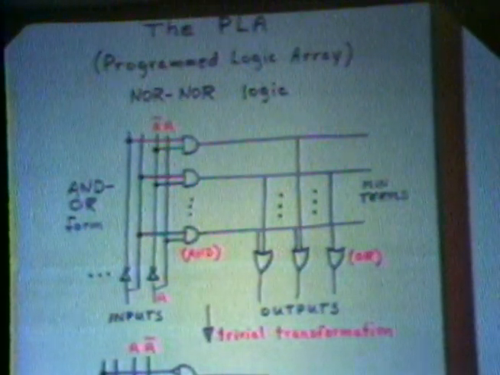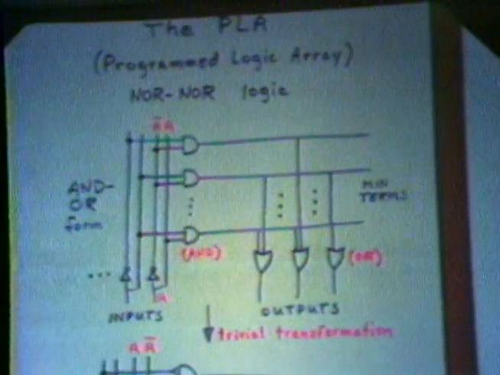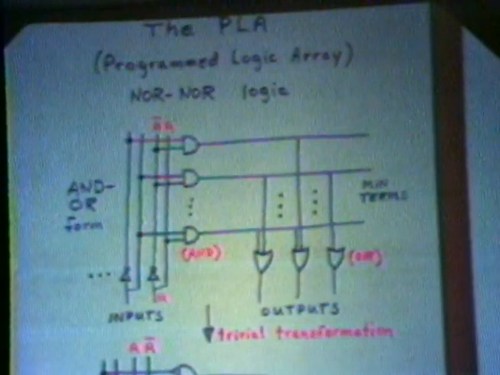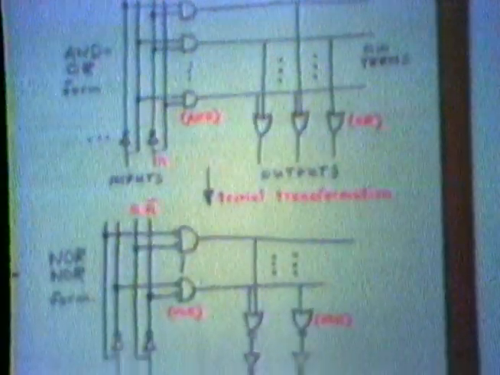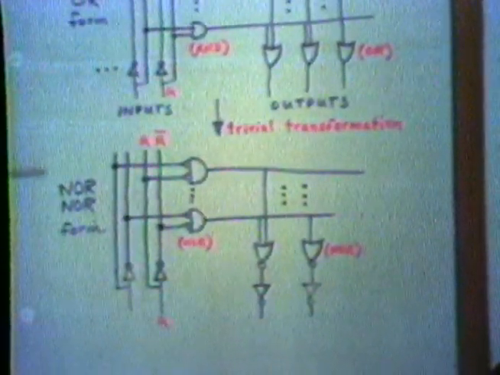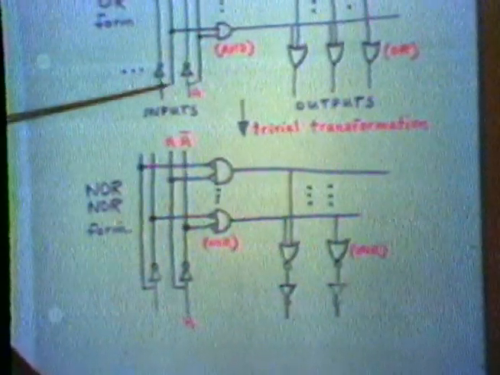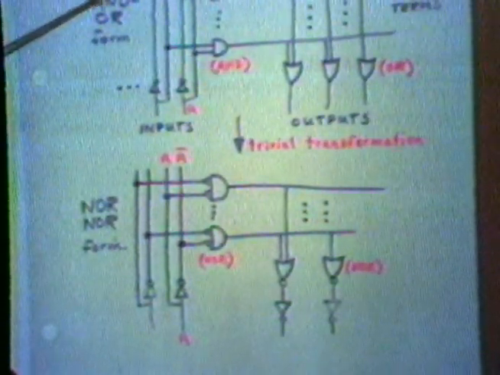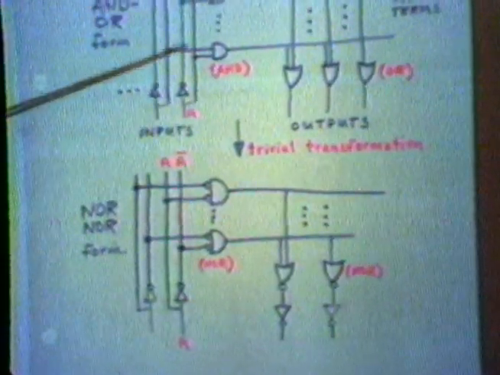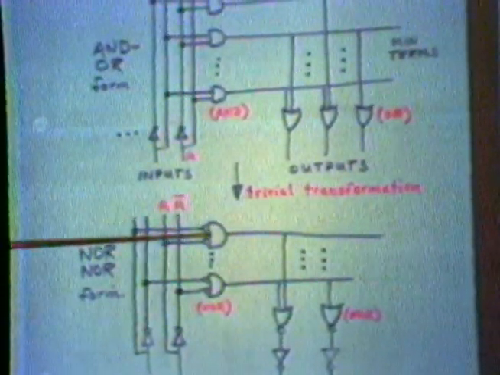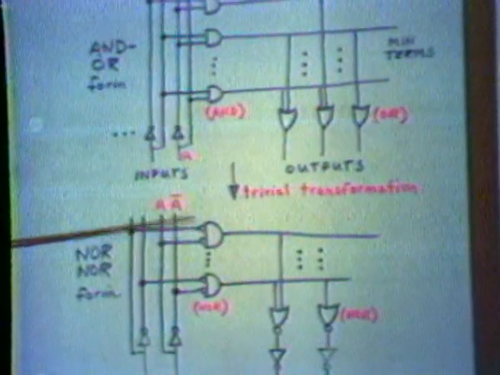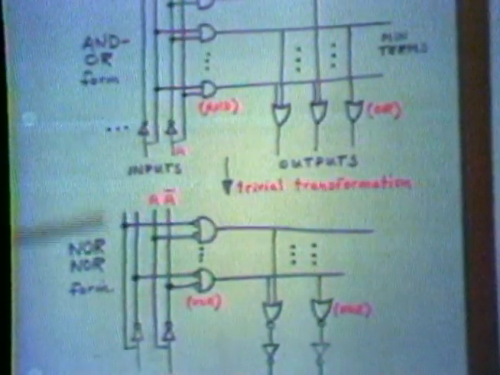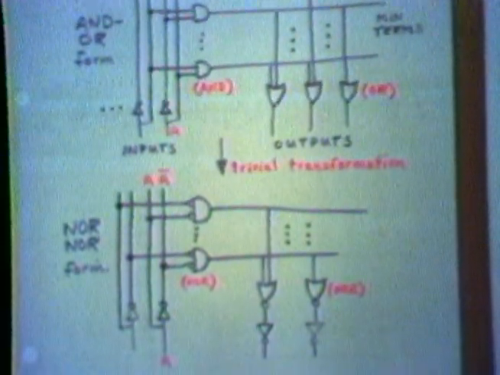I want to just point out that it's a trivial transformation from the and/or form to the strictly NOR gate form, the NOR form. That transformation only involves alternating the sense of the inputs. Since you have both A and A bar on the inputs, an AND gate converts to a NOR gate by inverting its inputs. So all you have to do is change the ordering of these rows and keep the connections the same. That changes the input side.